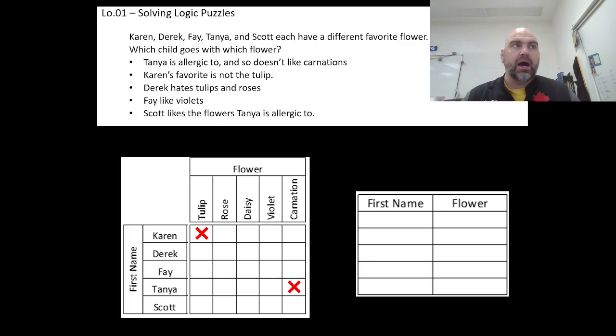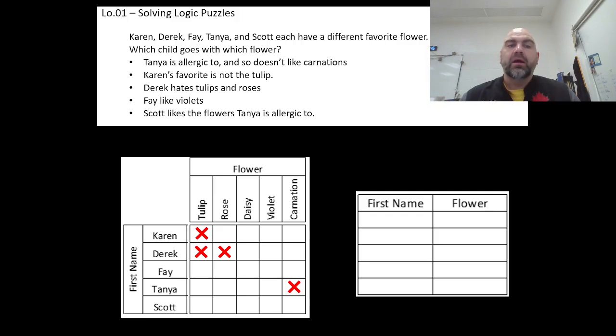All right, clue number three. Derek hates tulips and roses. Well, that's pretty clear, so those cannot be his favorite. We're going to put two X's in there. That limits Derek to three options: daisy, violet, carnation. And the tulips are down to just Faye, Tanya, or Scott, who might like the tulips. So that's three clues. We don't have a lot of X's on there yet, but we're going to keep building and trying to solve this puzzle.